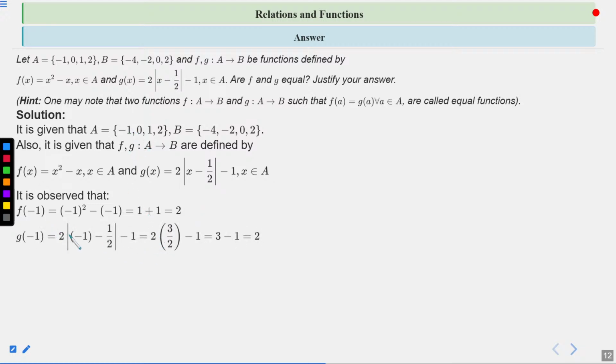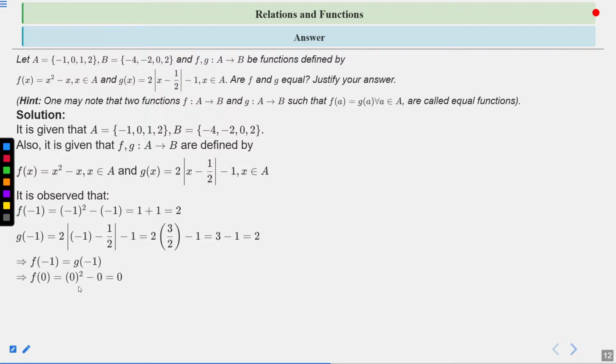So let us check for g of -1. It will be equal to 2 times the absolute value of (-1 minus 1 by 2), minus 1. So it will be equal to 2 times 3 by 2 minus 1, right? So it will cancel out, and after solving this you will get 3 minus 1, which is equal to 2. Got it? Clear? Therefore f of -1 is coming out to be g of -1.